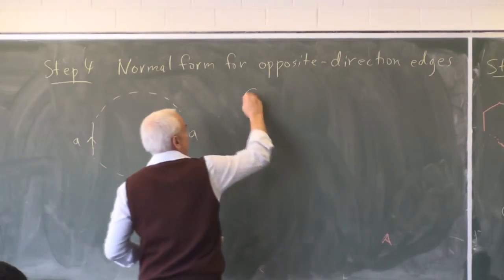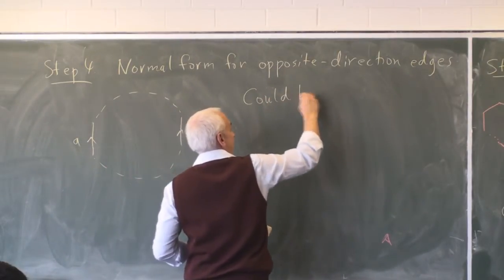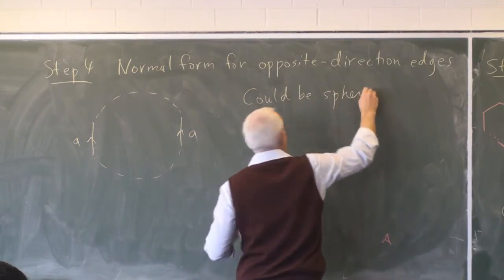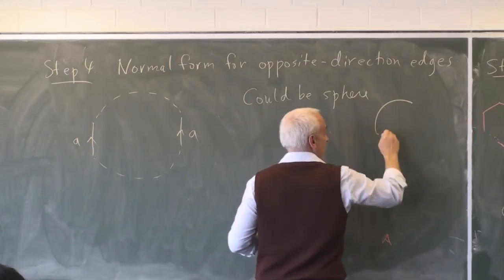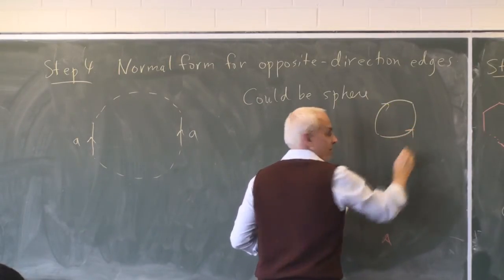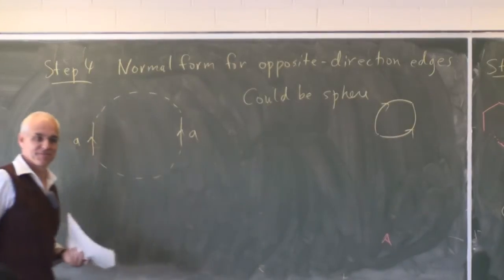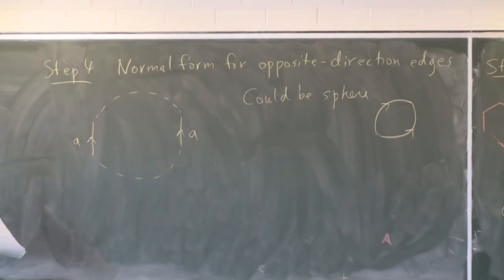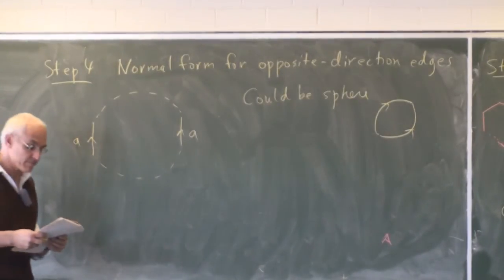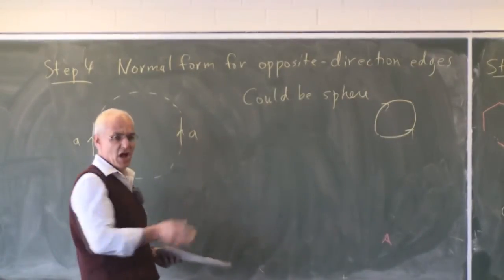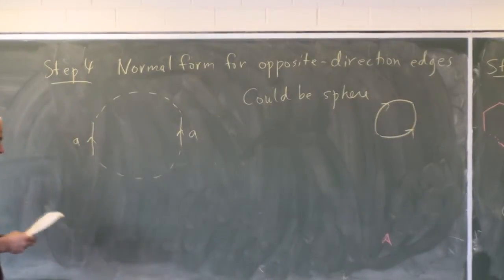Okay, so in particular, if there weren't any other edges, this could be a sphere. That's a special case. That's one of our standard forms. So let's suppose that it's not a sphere. We can exclude that.